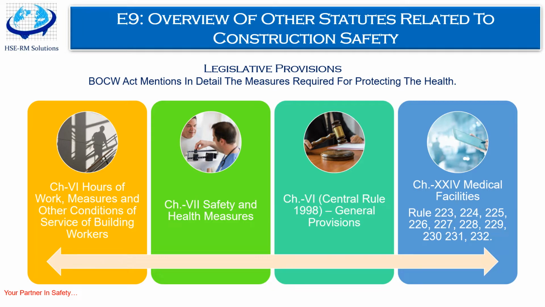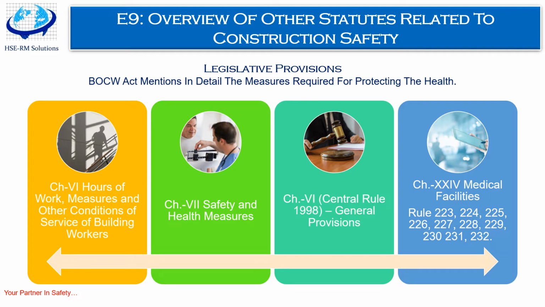When it comes to statutory provisions, let us first discuss BOCW. So the legislative principles are in BOCW. What does it say? Primarily, BOCW mentions in detail the measures required for protecting health. Chapter 4 defines hours of work, welfare measures and other conditions of service of building workers. What is covered in that? Normal working hours, prohibition of employment of certain persons, drinking water, latrines, urinals, crèches, canteen. All that comes under the basic provisions in chapter 4.